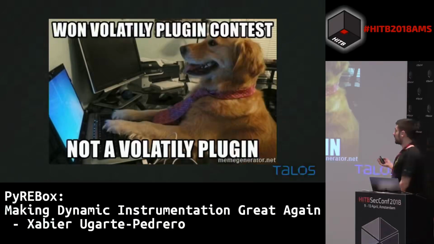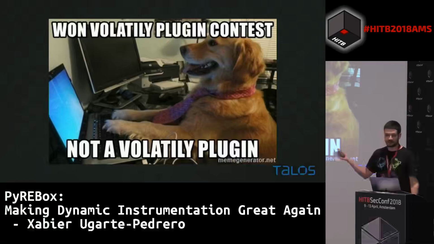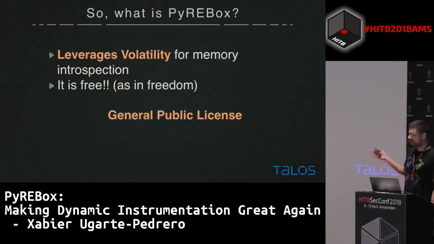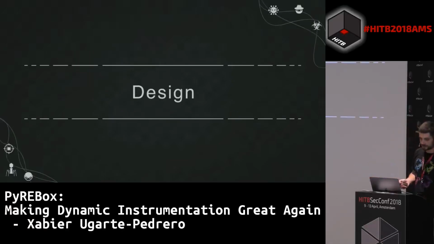Also, PyREBox won the Volatility plugin contest, but interestingly, it is not a Volatility plugin. What it does is to leverage Volatility for memory introspection. We will see later how it does it and why it needs to do memory introspection. And it is free software. It's published under GPL. It was published a few months ago, and it's available on GitHub.